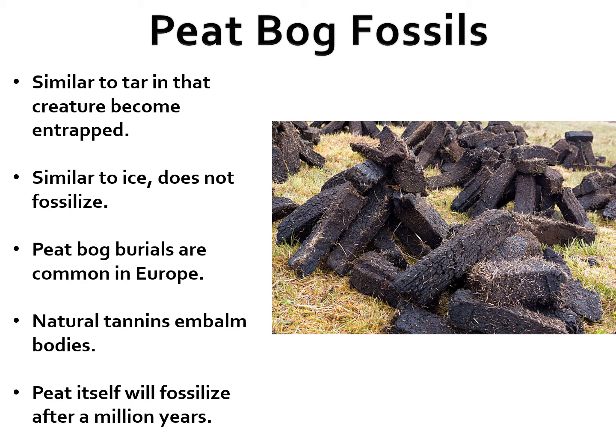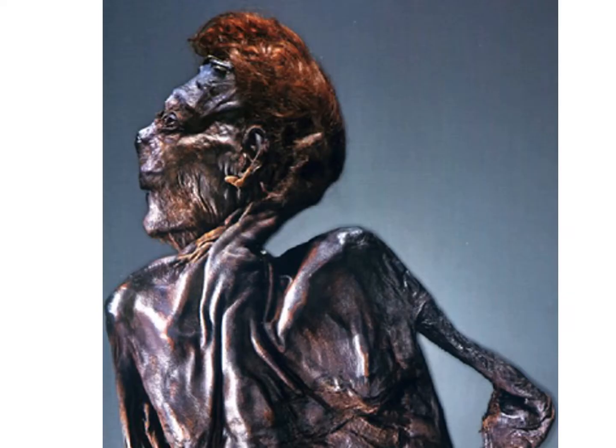We'll look at a few of them. And what essentially happens is there's so many tannins from the rotting vegetable material, essentially, or plant material in the bog that all of those tannins will kind of naturally embalm the bodies or the organisms that die, and their remains end up in the peat bog itself. So peat itself will fossilize after about 1,000,000 years, and this is what you're looking at in the picture to the right. So here's one of our Northern European peat bog fossils.